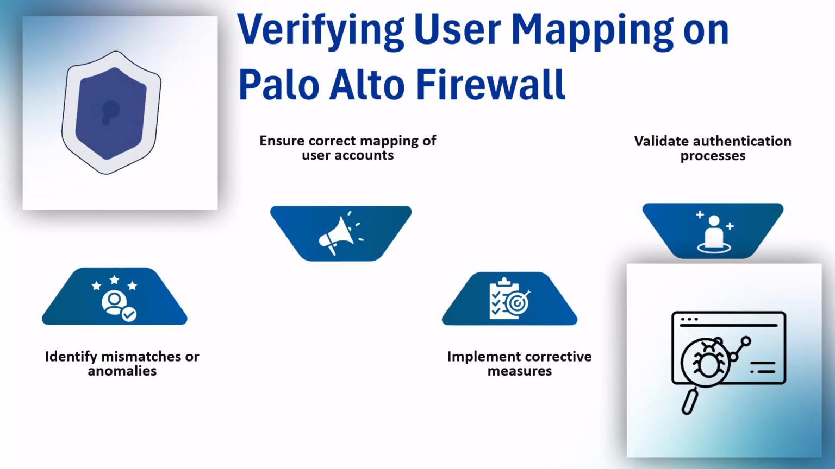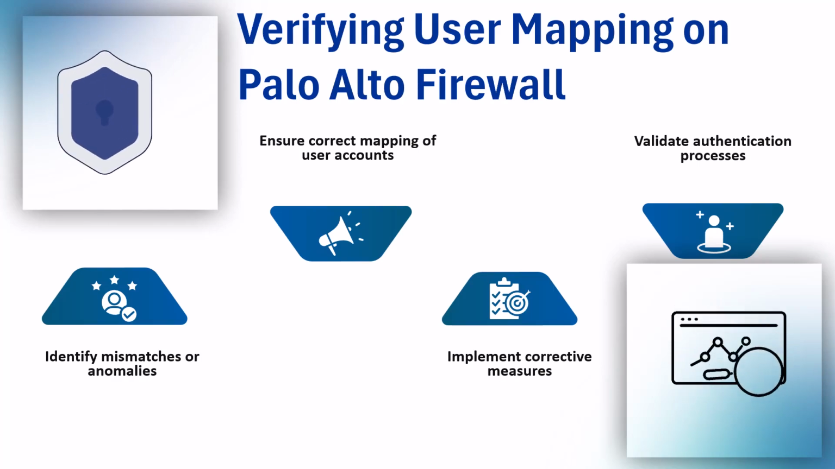User mapping on the Palo Alto Firewall is like seating arrangements at a dinner party. You want everyone in the right place. First, ensure accounts are correctly mapped. Then, validating authentication. Make sure no imposters sneak in. Identifying mismatches helps fix errors quickly. Finally, applying corrective measures maintains security. A well-organized firewall means fewer headaches and smoother operations.